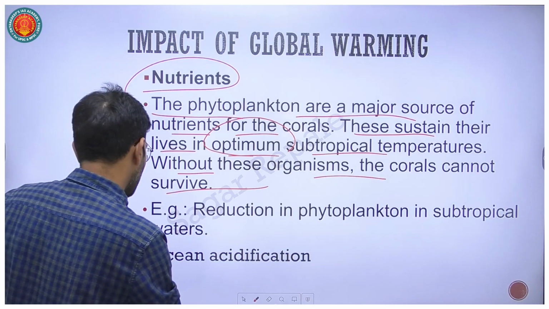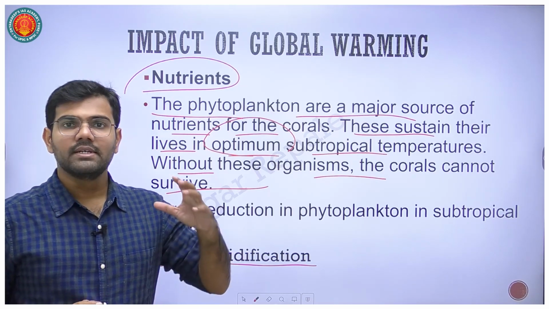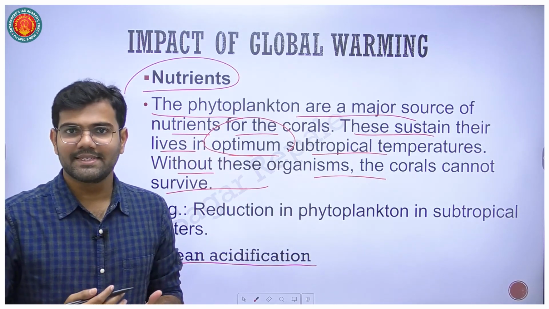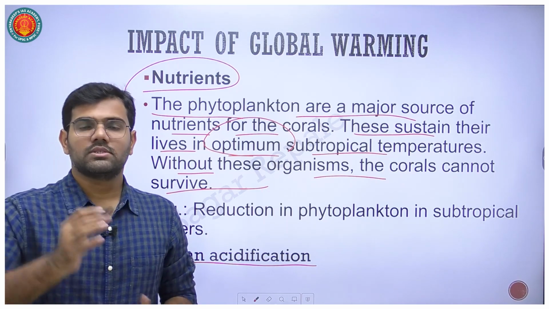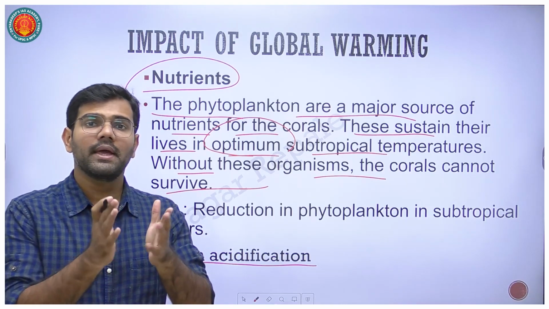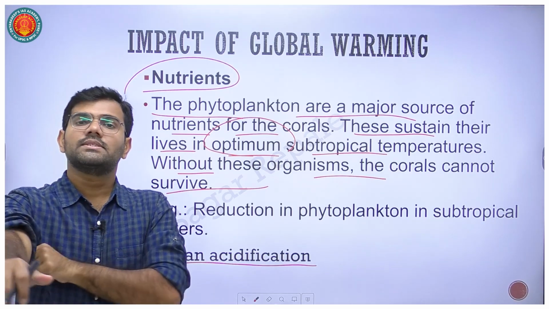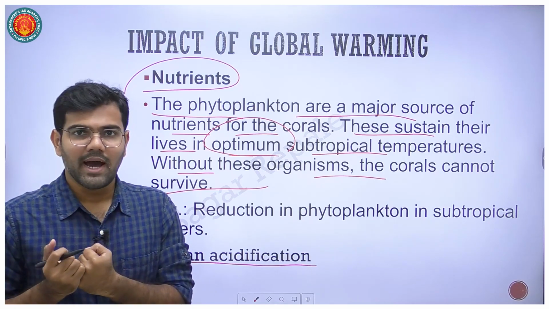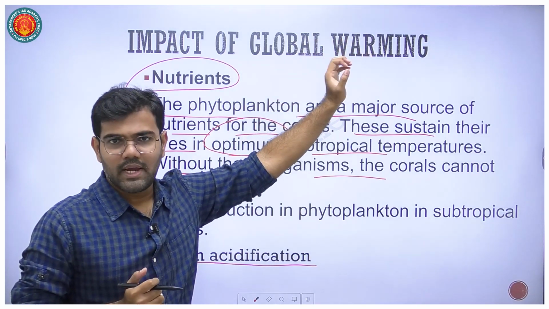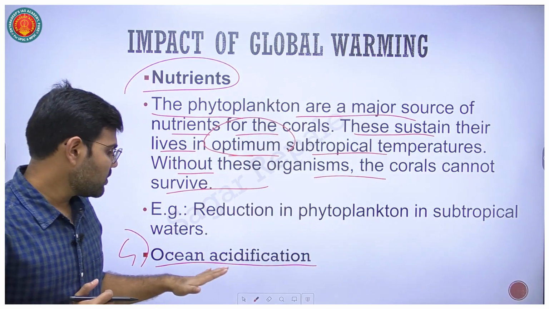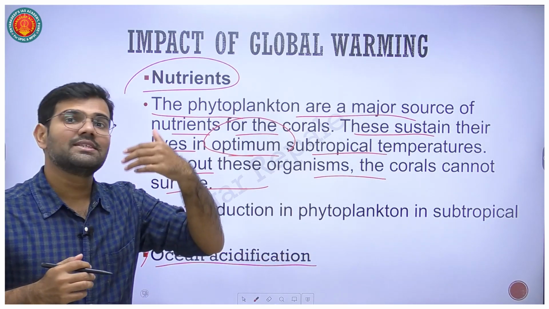Fourth impact can be indirect. You can write about ocean acidification. So when global warming is happening, the concentration of greenhouse gases is increasing, basically the carbon dioxide is increasing. The world's oceans are the biggest carbon sink. What do I mean by carbon sink? Carbon sink means they absorb the carbon. So what happens when water is mixed with carbon dioxide? It gives carbonic acid. So that is basically ocean acidification. Ocean acidity is increasing. The pH is decreasing, acidity is increasing. Why?